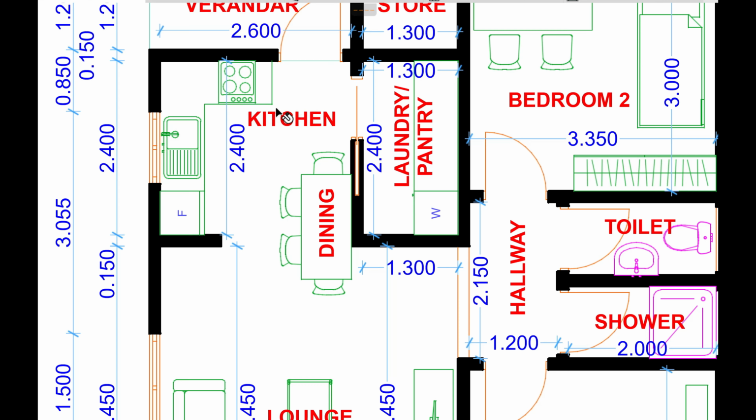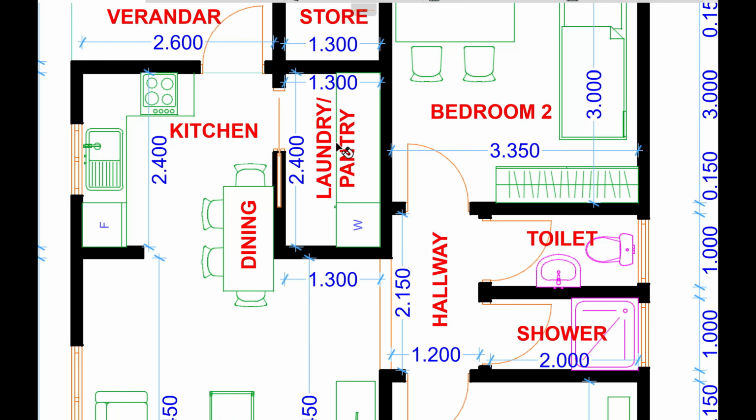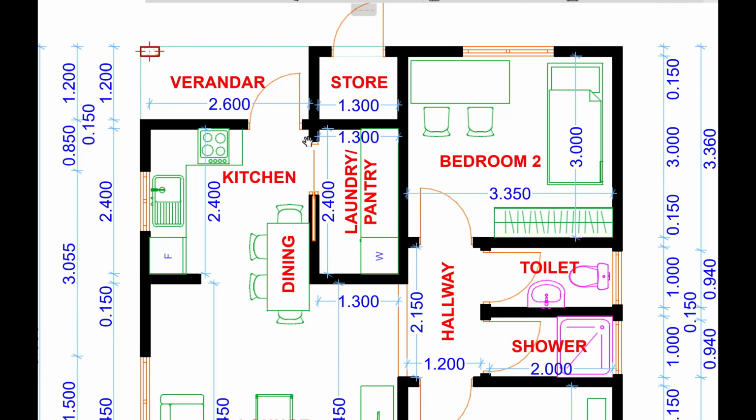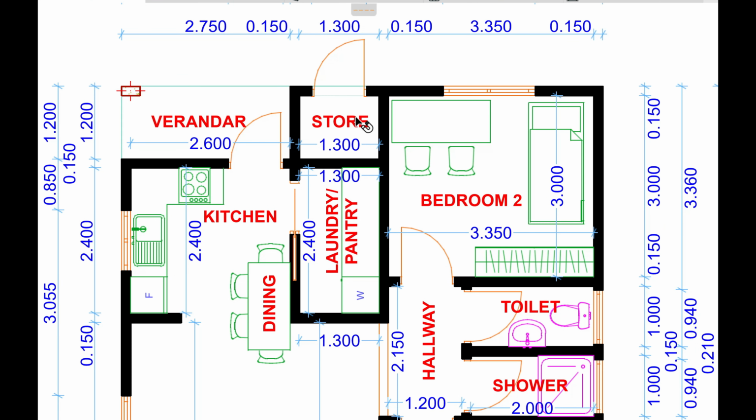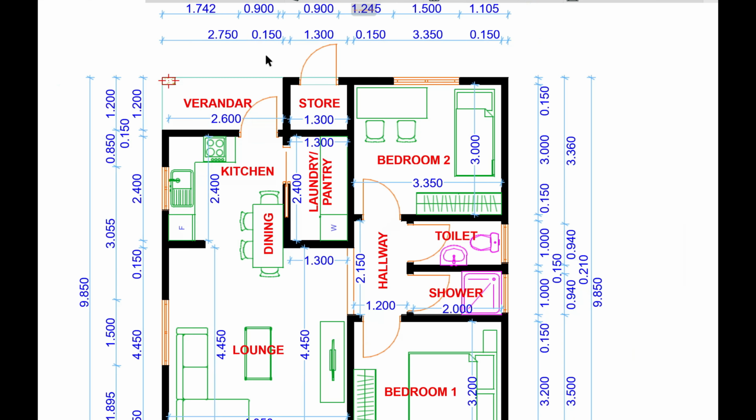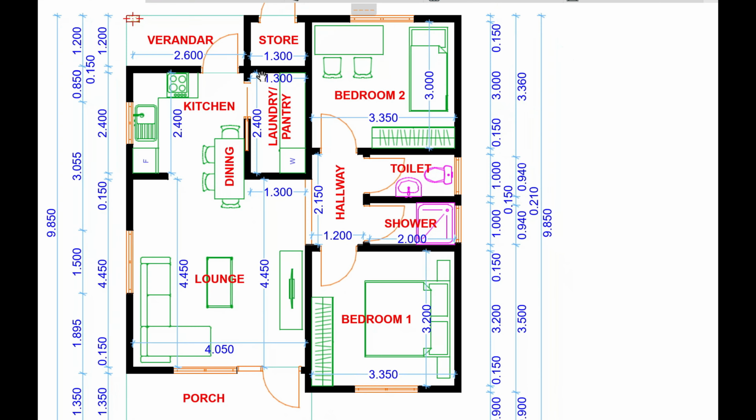Then from the kitchen, you come to the laundry, also same as a pantry. Then from there, you can also exit or access the house through the veranda. Then externally, I've located a store with an outside door where you can store your charcoal.